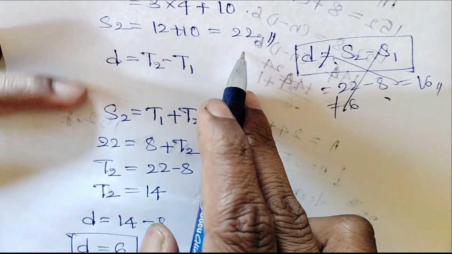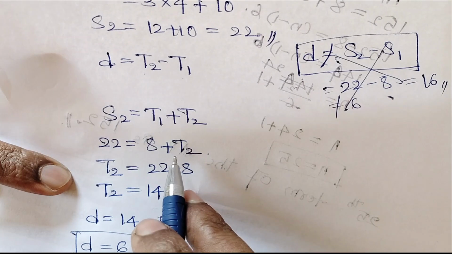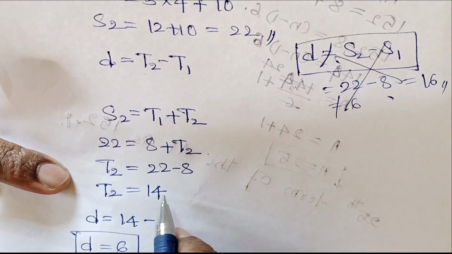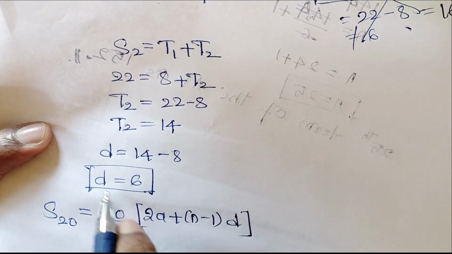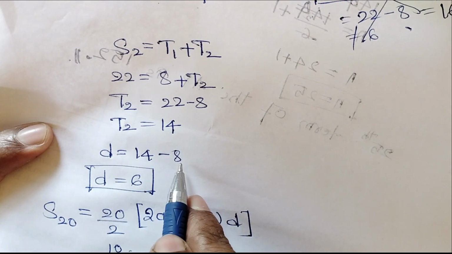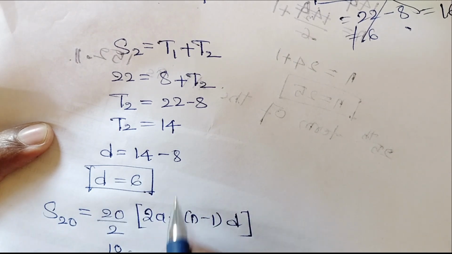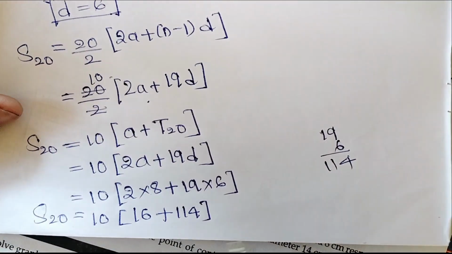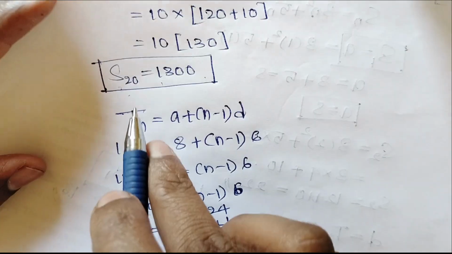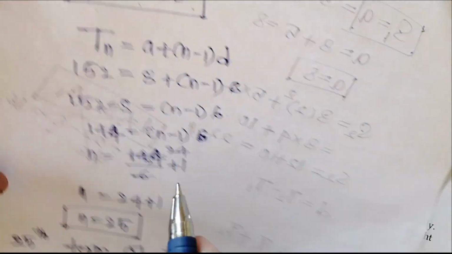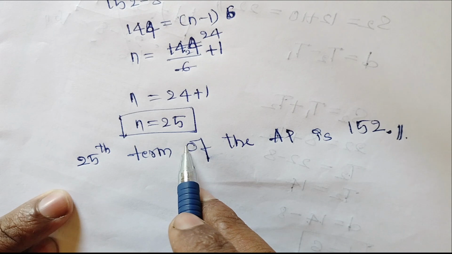Using S2, which is the sum of T1 plus T2, we got T2 as 14, and substituting for the common difference, we got 6, using which we found the sum of first 20 terms as 1300, and the term for which it is 152 is the 25th term.